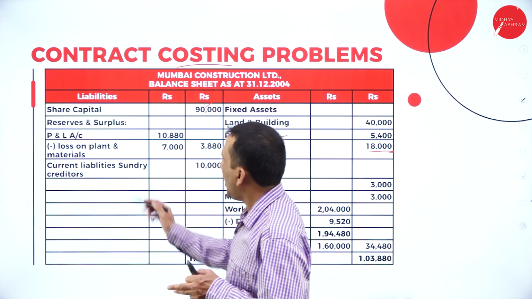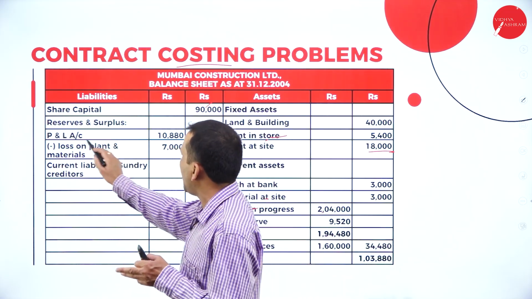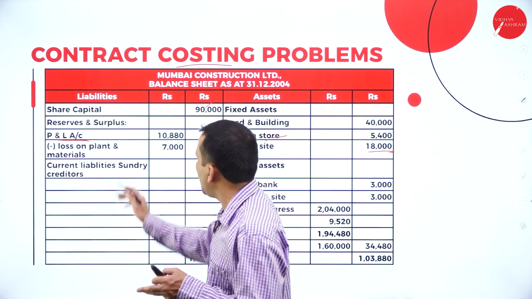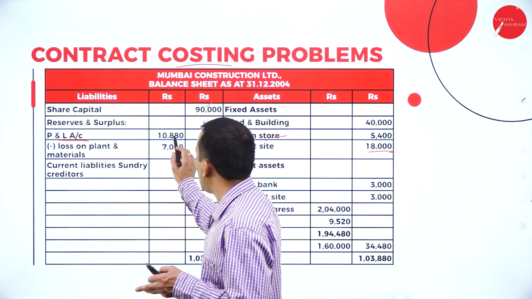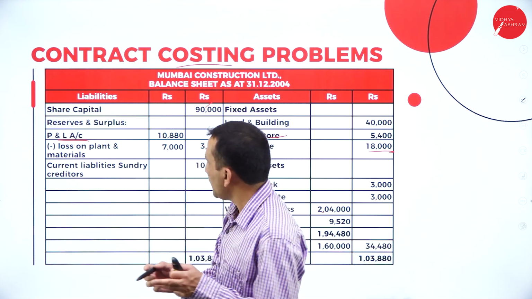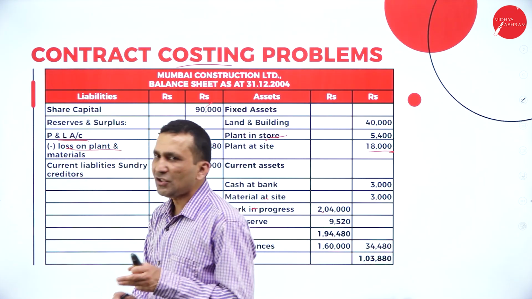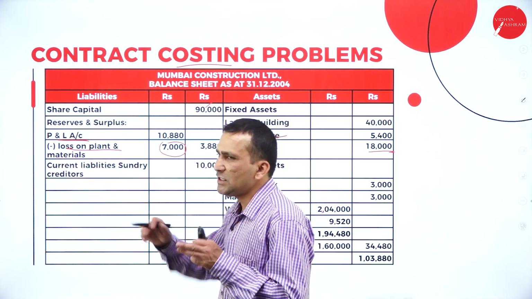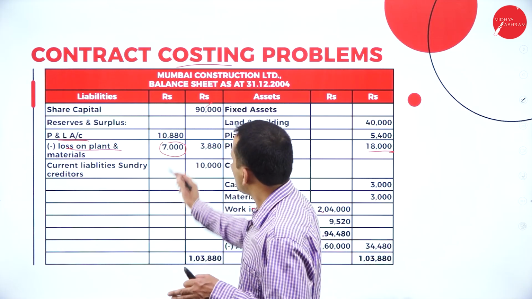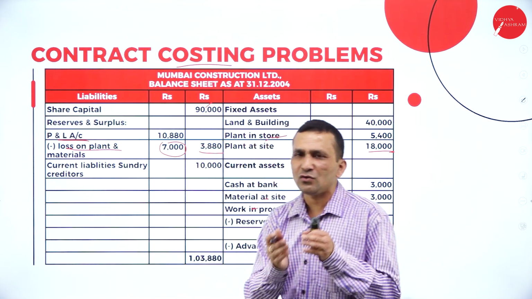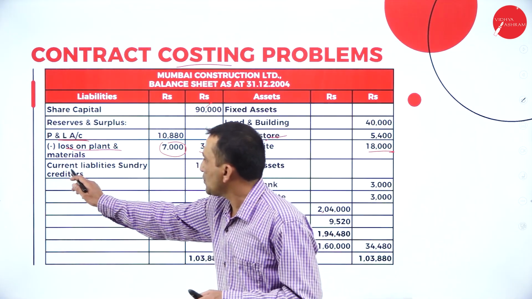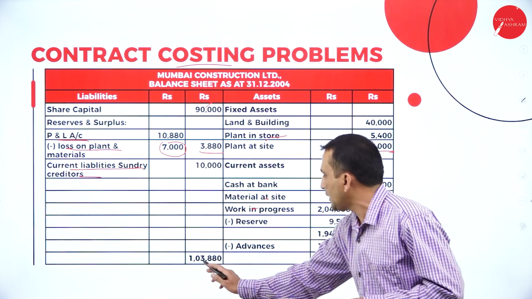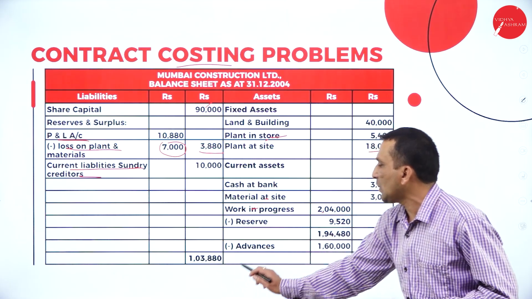Moving to the liability side, the share capital given in the trial balance, 90,000, goes to the liability side. And the reserves and surplus we calculated. So the profit and loss from the notional profit we calculated, 10,880, we got in the contract account. And the loss on the plant and machinery because of being destroyed in the fire, we face a loss on both plant and material, so we need to subtract the difference amount, 3,880. Last one, current liability: sundry creditors, one item. Altogether, if you add, we are getting 1,03,880 on both sides.